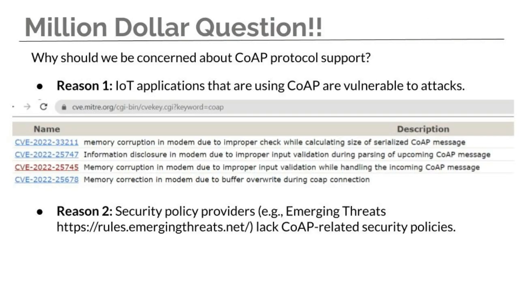With the lack of CoAP support, two things are prominent here. One is that IoT applications that are using CoAP are vulnerable to attacks, and we can see certain attacks on the application layer of CoAP. The second is the lack of security policies for CoAP. One of the top security policy providers, Emerging Threats, doesn't have any security policies related to CoAP. I believe this is mainly because there is no CoAP implementation in the IDS, so they are not working on it.